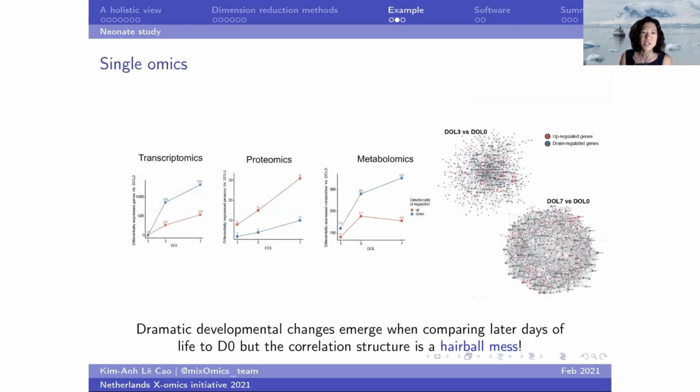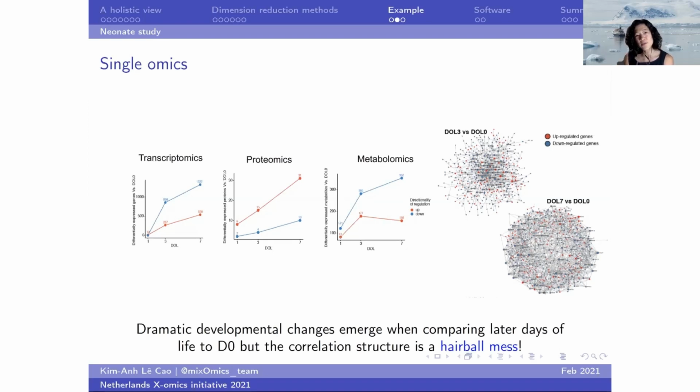So if you start with a single omics analysis, and I think you should, basically what we saw here is the number of transcripts that are differentially expressed compared to day 0. At day 1, there are not many transcripts that are expressed, and as time goes on, the number of transcripts that are differentially expressed compared to day 0 increases, whether they are up or down regulated. And it's the same for proteins, and it's the same for metabolites. So we see that there are some changes.